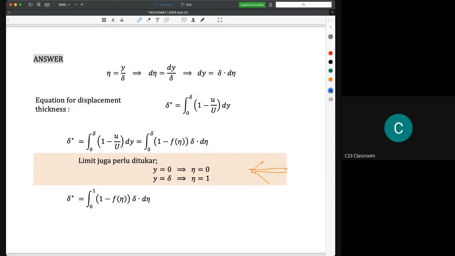Okay, so we assume that you may use this equation. For example, from this equation, you could write y is equal to eta times delta. So you know that when y is equal to 0, the eta must be equal to 0, because delta is actually constant.